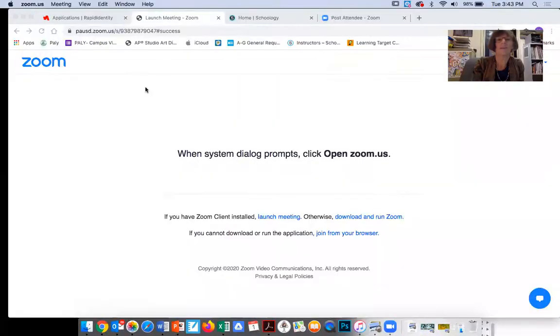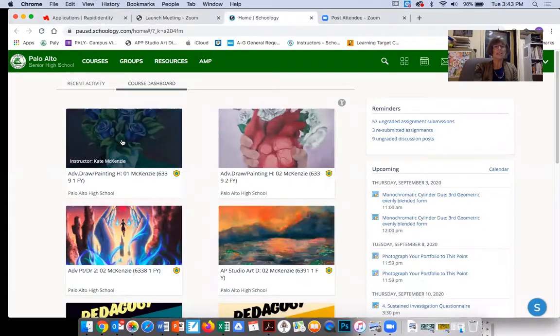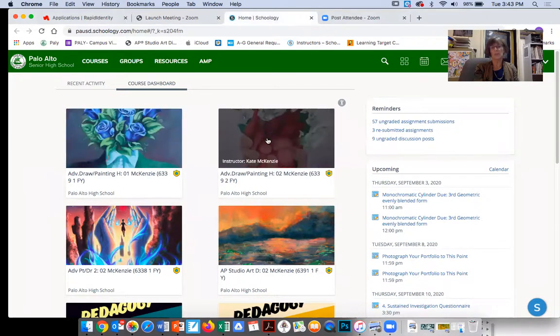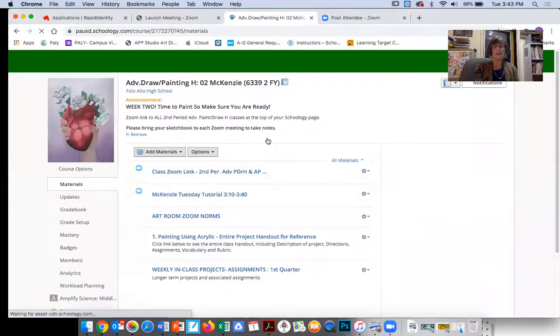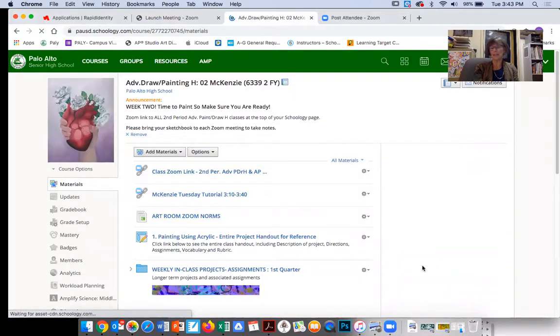I wanted to share my Schoology pages with you. So give me a second and I'm going to do that. This is what you're going to see. You're either going to be this icon or this icon. This is my first period advanced paint draw. This is my second period advanced paint draw. I'm going to go into my second period and you're going to see all the assignments load here in just a minute on the right hand side.